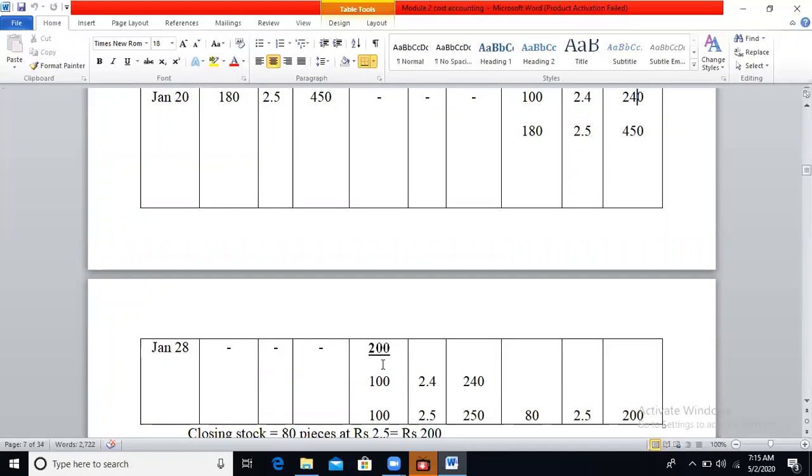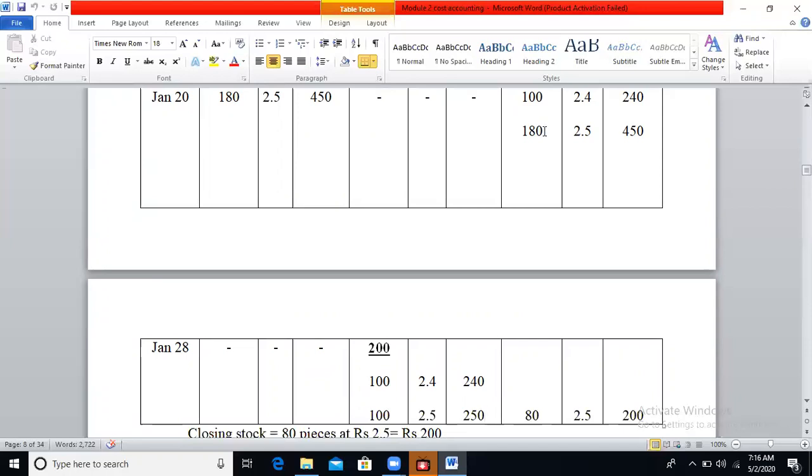So out of 200 units, you have already issued 100 units. Remaining, you want 100 units. That will be considered from the next balance. That is, out of 180 units, you will issue 100 units. What is the price of 180 units? 2.5. That price you will consider. So 100 units at 2.5 rupees, you will get 250. So the 100 units at rupees 2.4 will be issued completely.